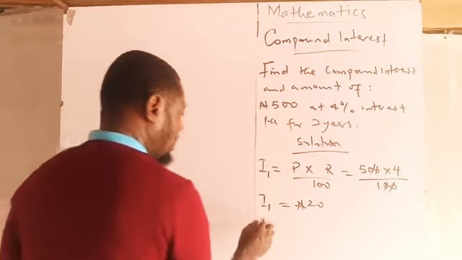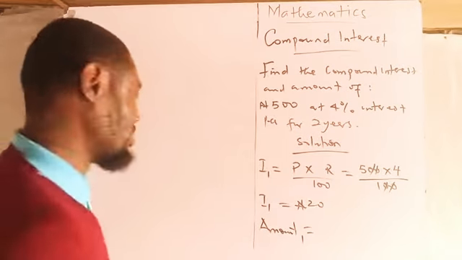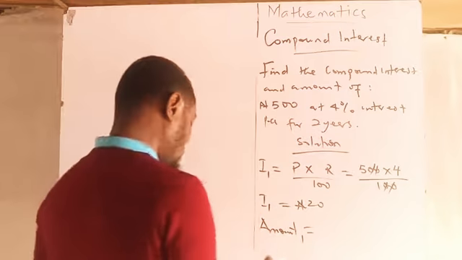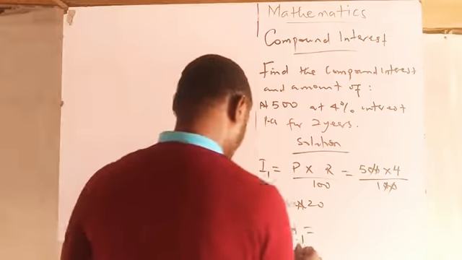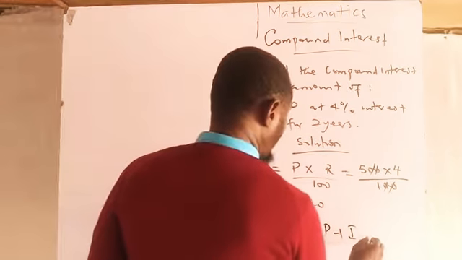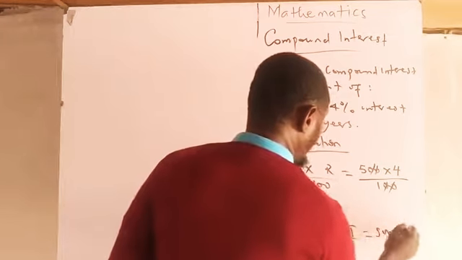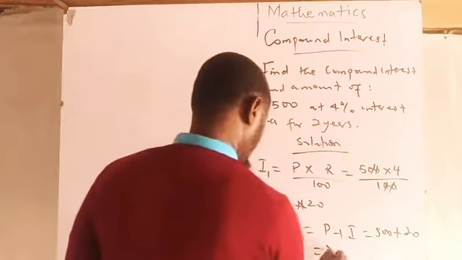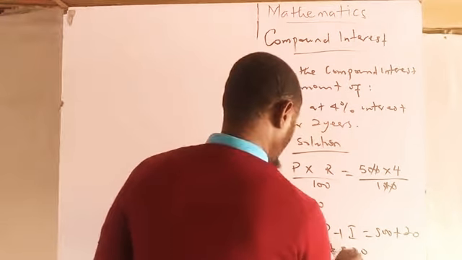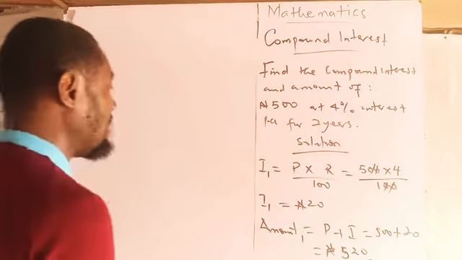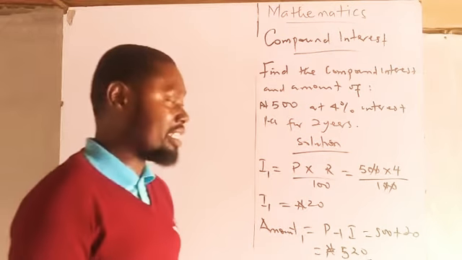We're going to get the first amount. Amount 1. Remember, it's for 2 years. We're going to get the first amount of the first year. That will be principal plus interest. Don't forget, amount is principal plus interest. That will give us 500 plus 20, which is 520 naira. So our first amount is 520, and our first interest is 20 naira for the first year.